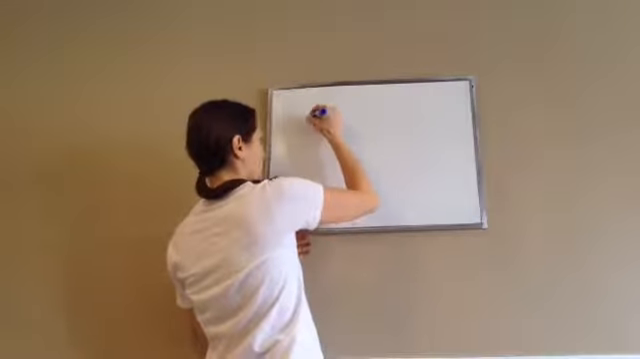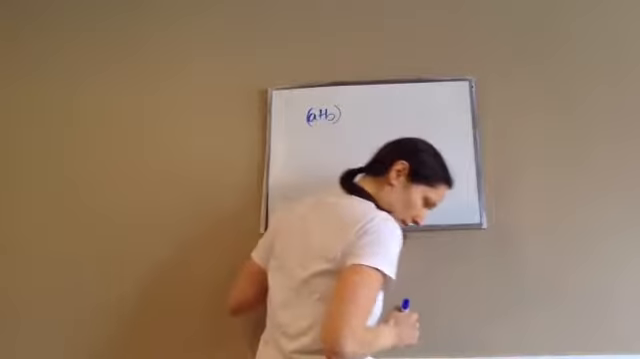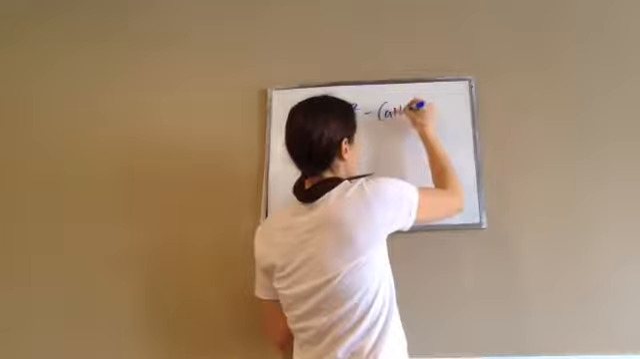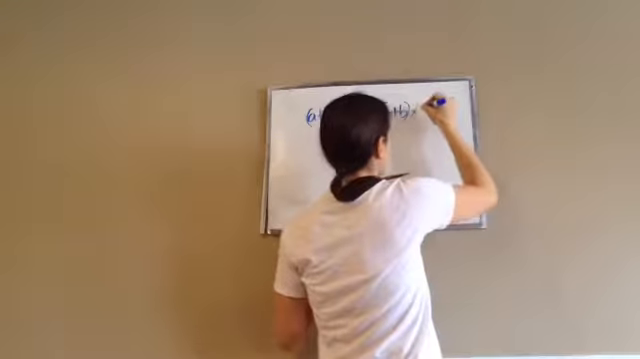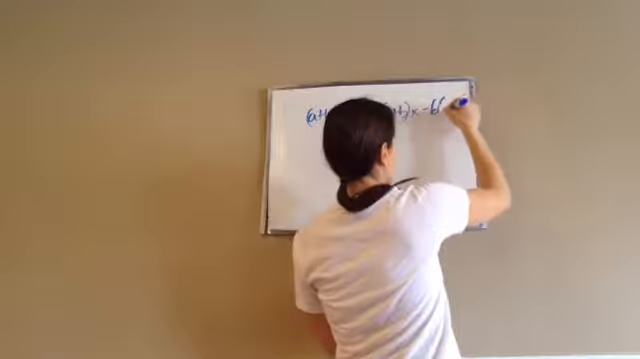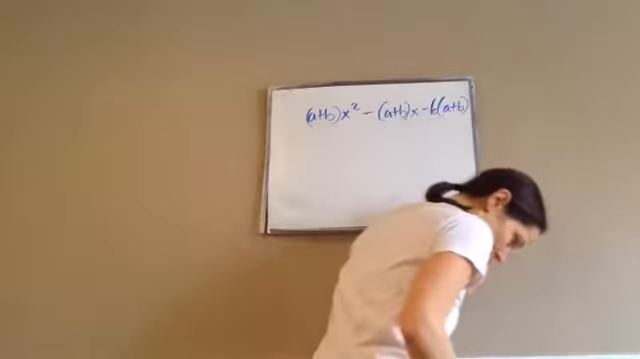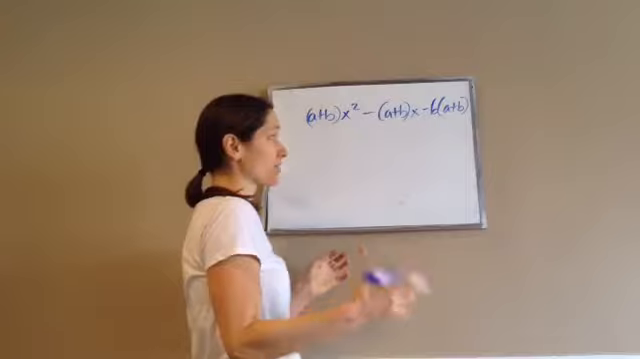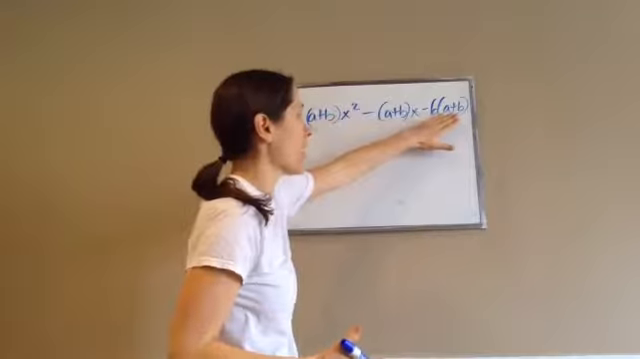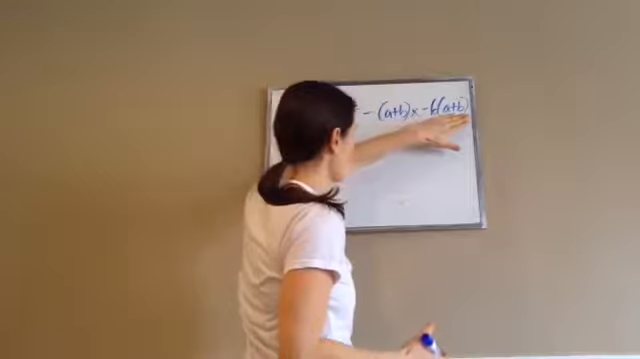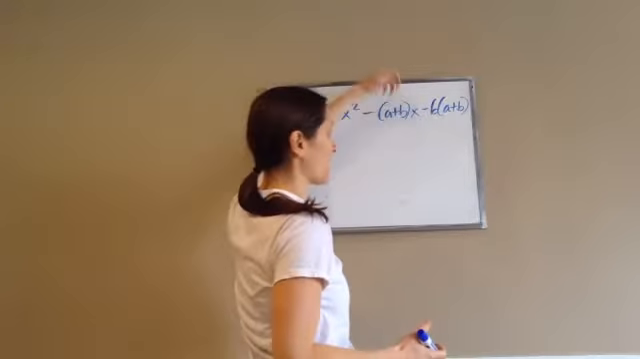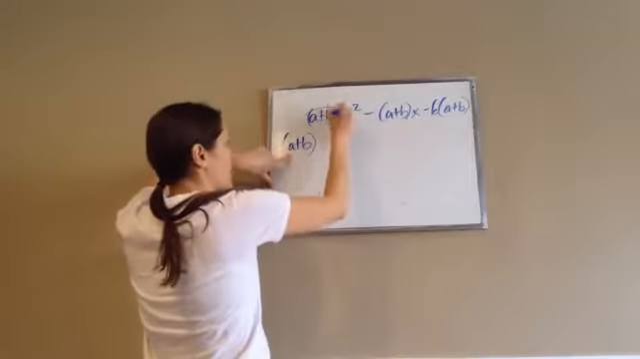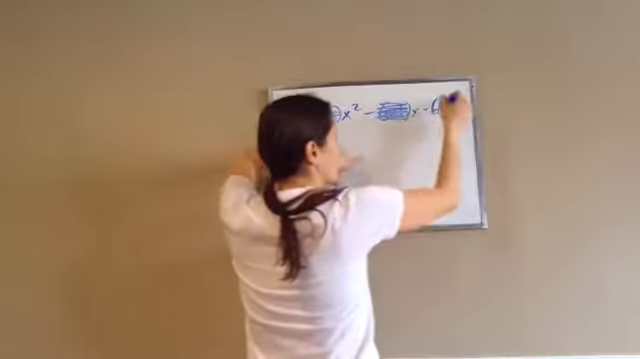Factor, and then it says this: (a plus b)(x squared) minus (a plus b)(x) minus 6(a plus b), like that. Now this one actually breaks it down very simply for us, because when you're factoring something, what you're doing is trying to find the common factor between all three of them. Hopefully you can see that a plus b is our common factor. So we're going to leave it in its parentheses form, a plus b, and I'm just basically going to take those out of the problems.